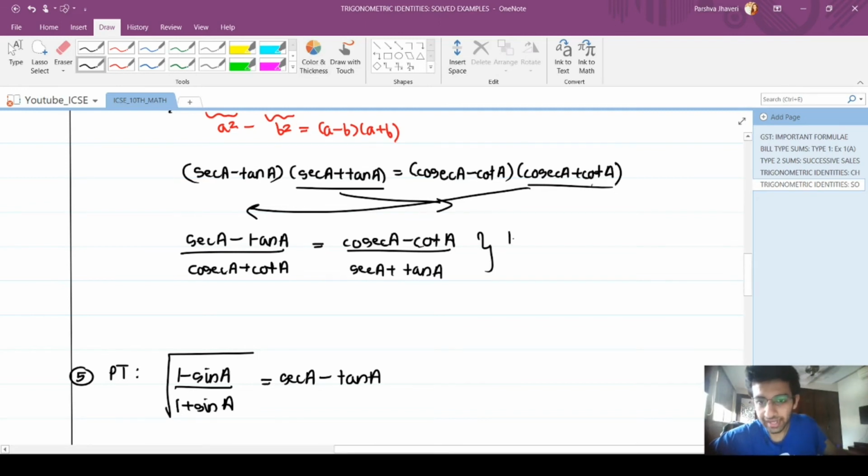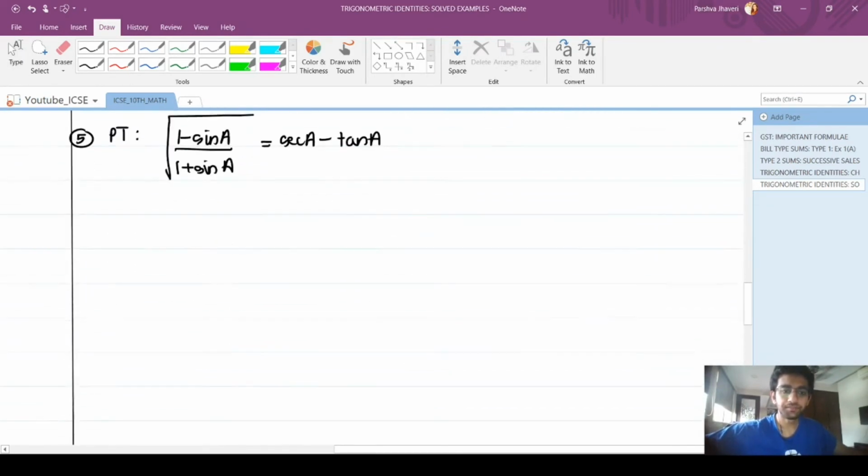So this was not an LHS and RHS type sum. You can directly prove it using the two identities that we learned. Okay, keep this sum in mind. It was a good sum, not your standard type.